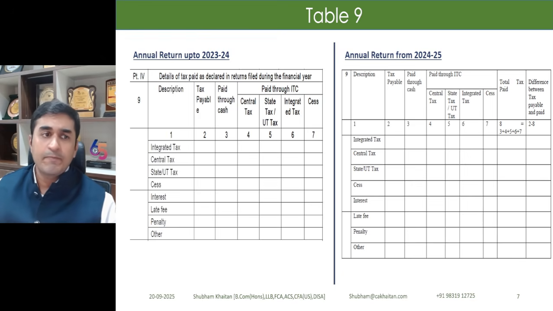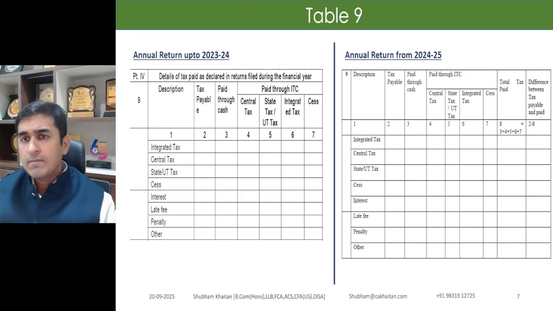Next is table 9. Table 9 is basically tax payable versus tax paid. If you look at the earlier tables, it used to be only columns 1 to 7. Now there are a couple of new columns inserted, column 8 and column 9. Tax payable is what was supposed to be paid as per GSTR-9, and we are reducing the tax which has already been paid through cash or ITC. Column 8 is basically the actual tax which has been paid.